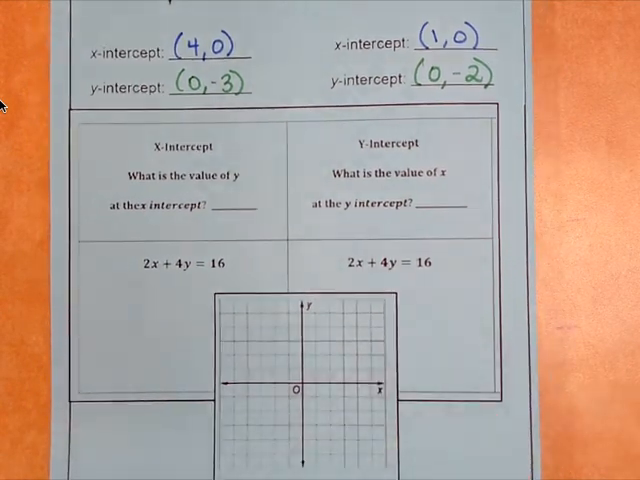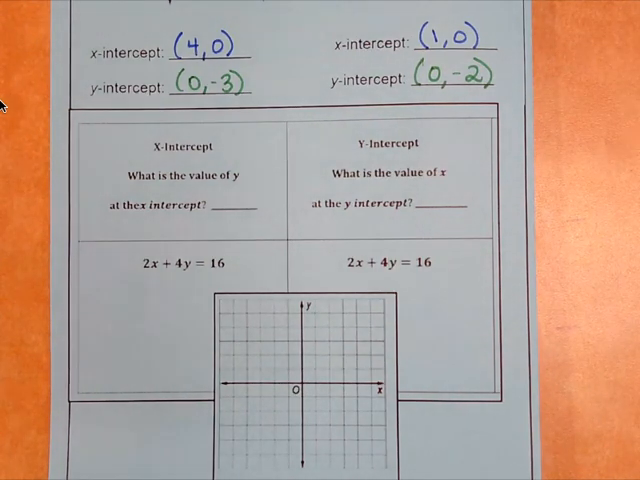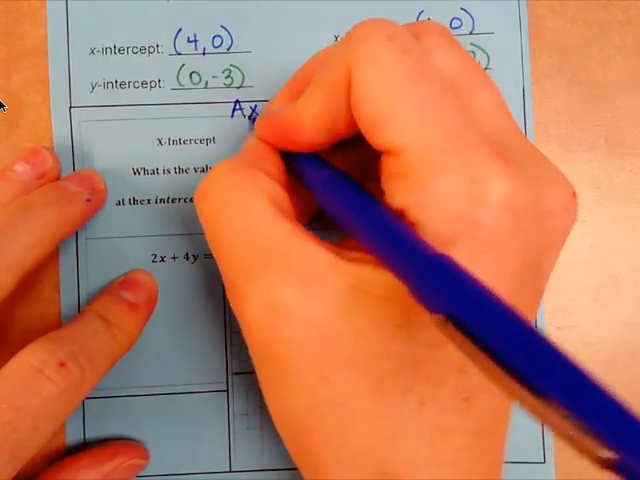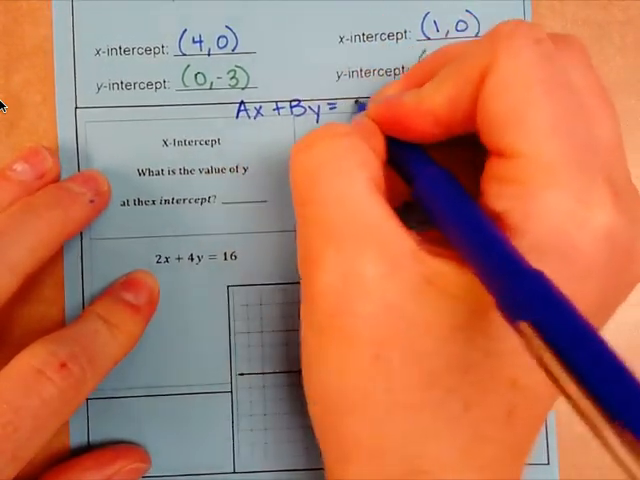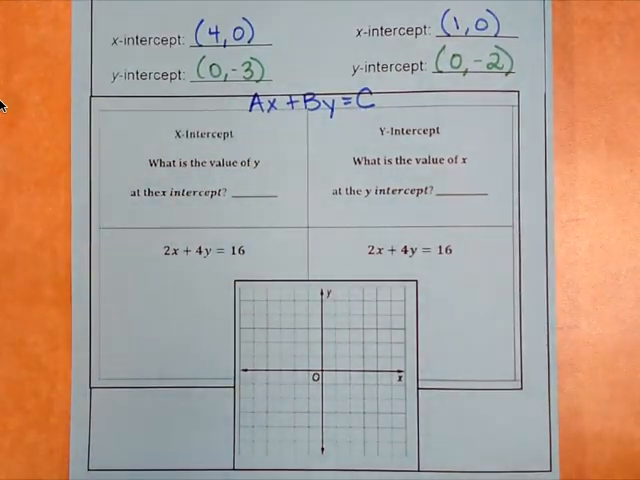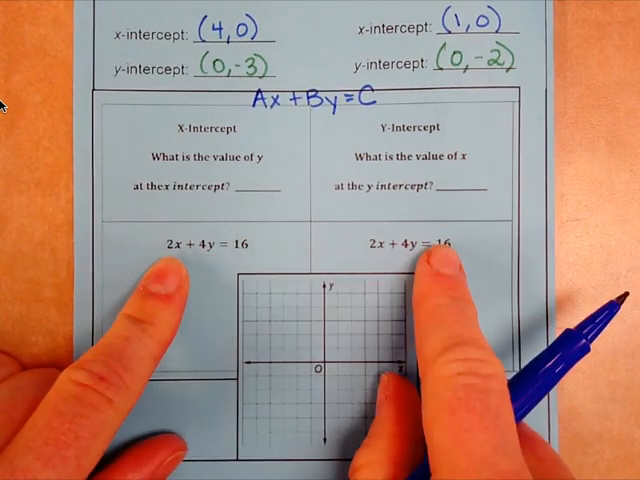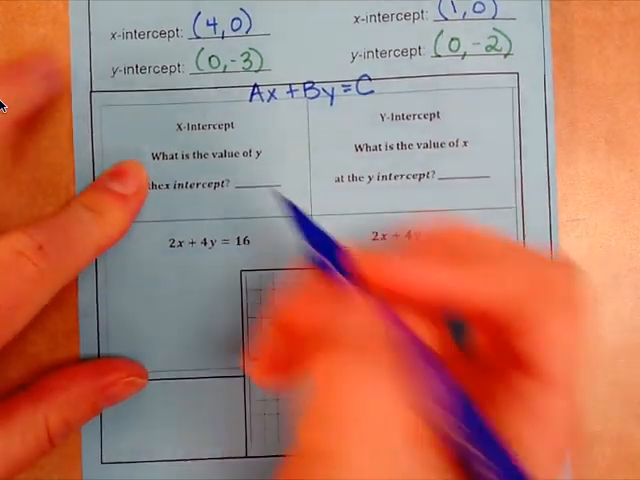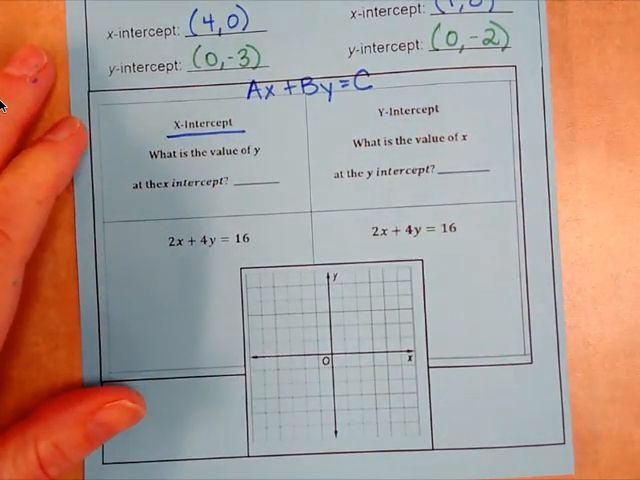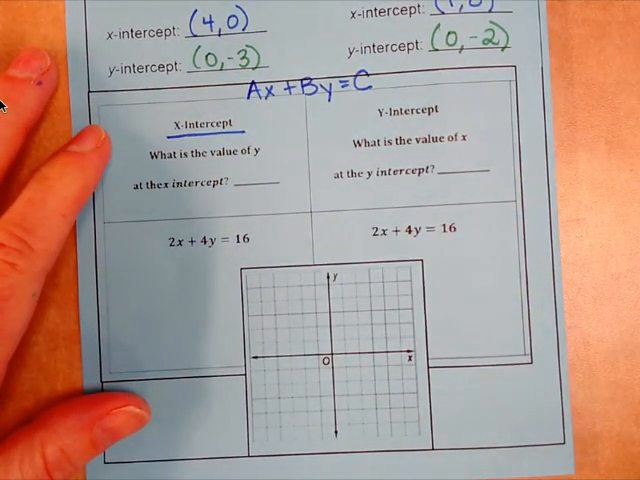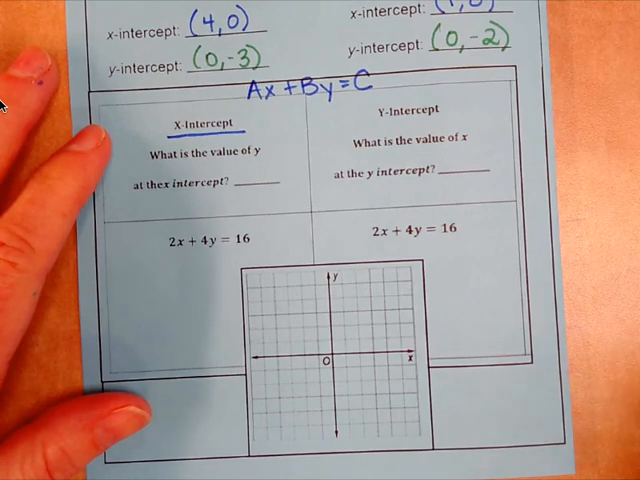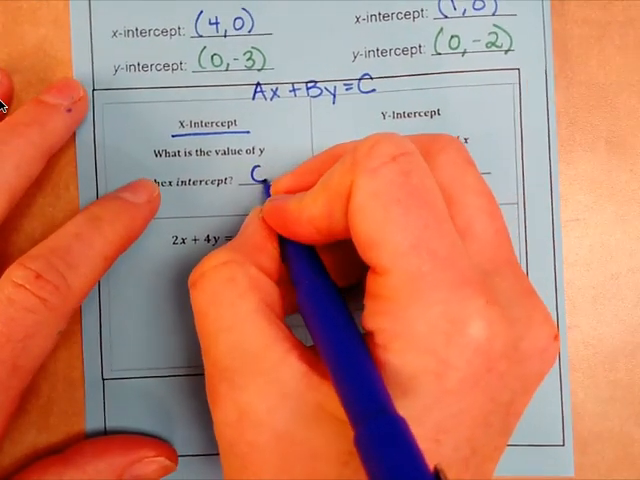Okay. If we're given an equation and we want to graph it using our intercepts, we usually have it in the ax plus by form. That's our standard form. Anytime you have your equation written in that standard form, it's easiest to find your intercepts and graph it. So see how this is written as 2x plus 4y equals 16? So we're going to find the x-intercept first. So it asks, what is the value of y at the x-intercept? The y is 0.